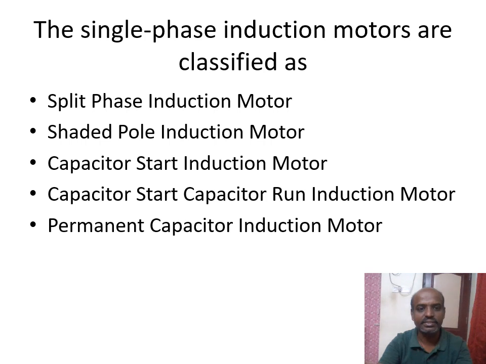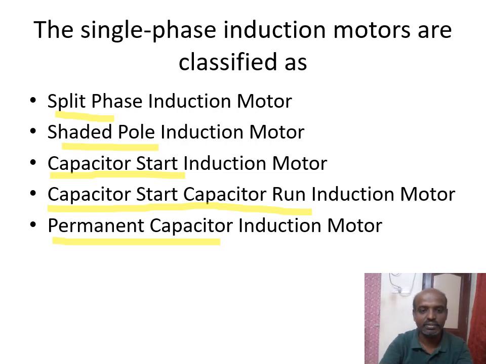They are classified as follows. The first one will be a split phase induction motor. Second one is a shaded pole induction motor. Third one is a capacitor-start induction motor. Fourth one will be capacitor-start, capacitor-run induction motor. And the last one will be permanent capacitor induction motor. So now we are going to see one by one. The first one will be split phase induction motor.